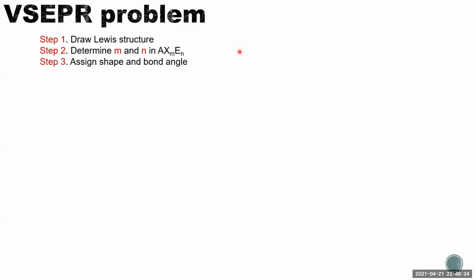There are a few ways to do a VSEPR problem. One is to remember all the different combinations of AXmEn, and once you see the designation, you come up with the shape, which requires a lot of memorization. The way I prefer is to remember the ideal structure. Then from that point, see how many lone pairs you have, and when those lone pairs are invisible, see what's left over of the ideal structure. So let's take a look at an example.